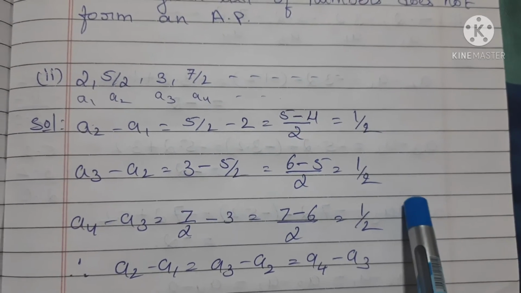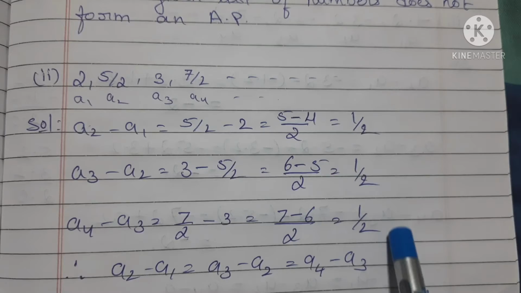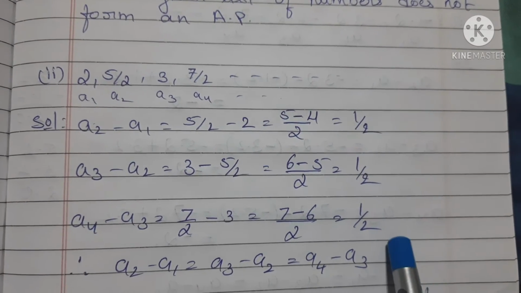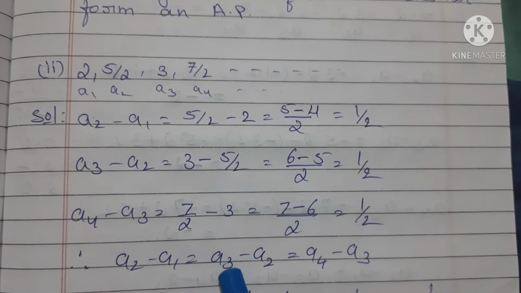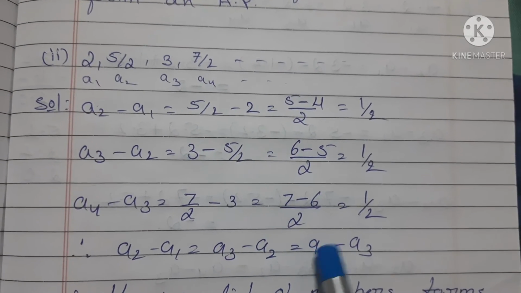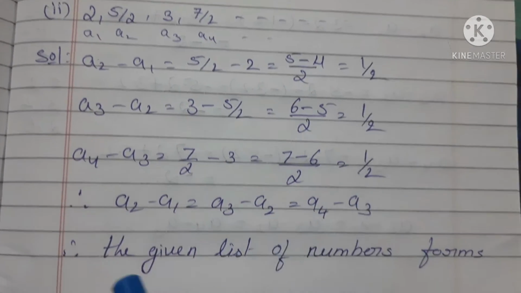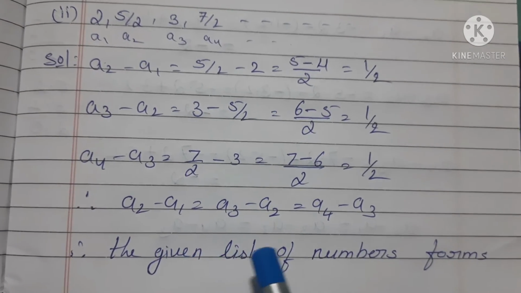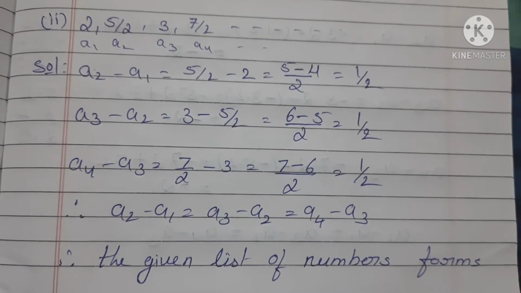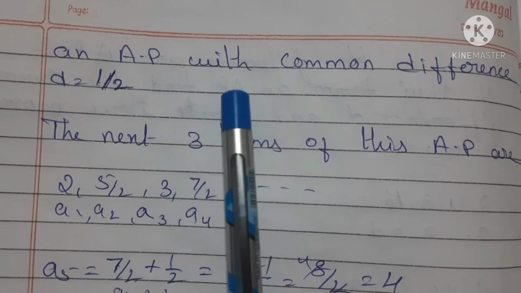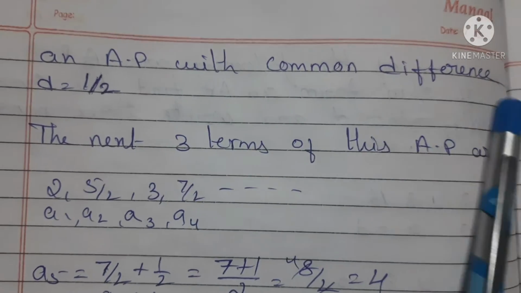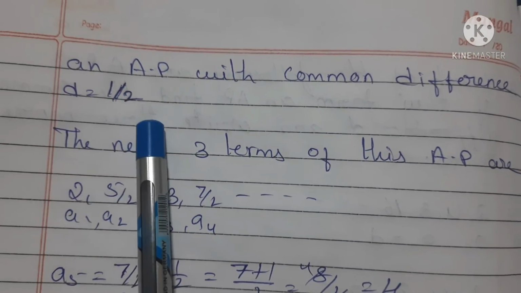Here all the common differences are the same. Therefore, a2 minus a1 is equal to a3 minus a2 is equal to a4 minus a3. Therefore, the given list of numbers forms an arithmetic progression with the common difference 1 by 2.